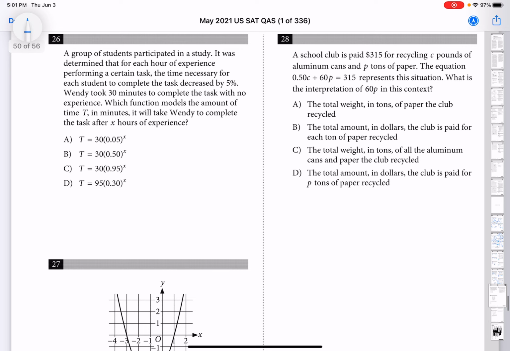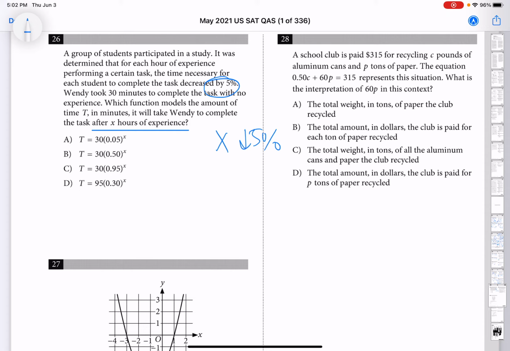Okay, question number 26. It says, a group of students participated in a study. It was determined that for each hour of experience performing certain tasks, the time necessary for each student to complete the task would decrease by 5%. Wendy took 30 minutes to complete the task with no experience. Which function models the amount of time t in minutes that it will take Wendy to complete the task after x hours of experience? That means for every time x passes, the amount you're going to do is a 5% decrease. So this is one of those exponential problems, guys.